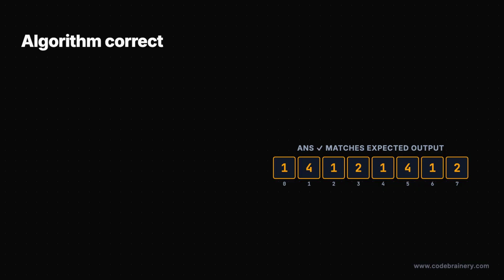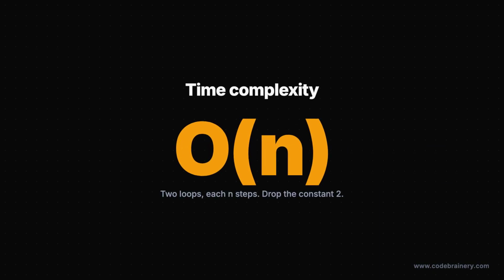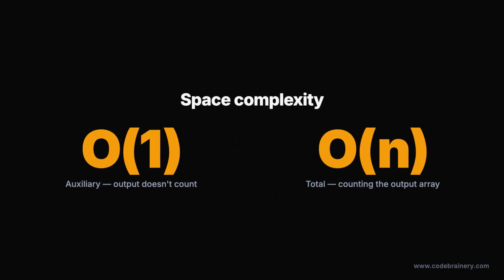The algorithm is correct. Time complexity. One loop, 2n iterations. We drop the constant, big O of n, same as Part 1. Linear time. Space complexity. Same output size, same auxiliary needs. Big O of 1 auxiliary. Big O of n total. Identical to Part 1.